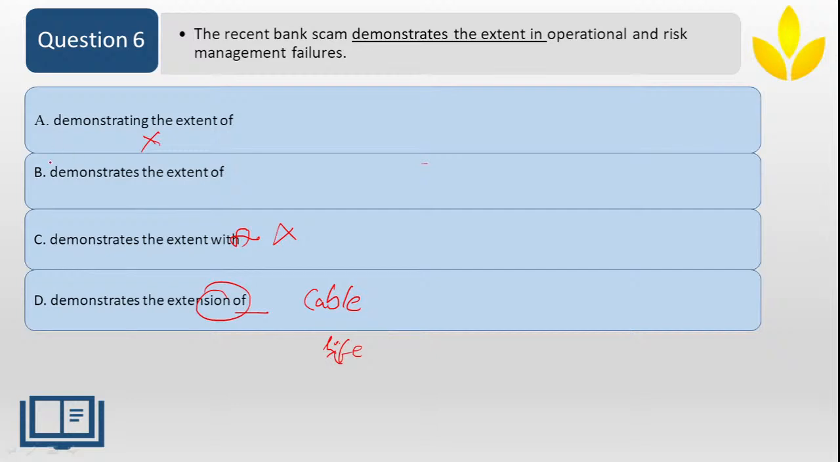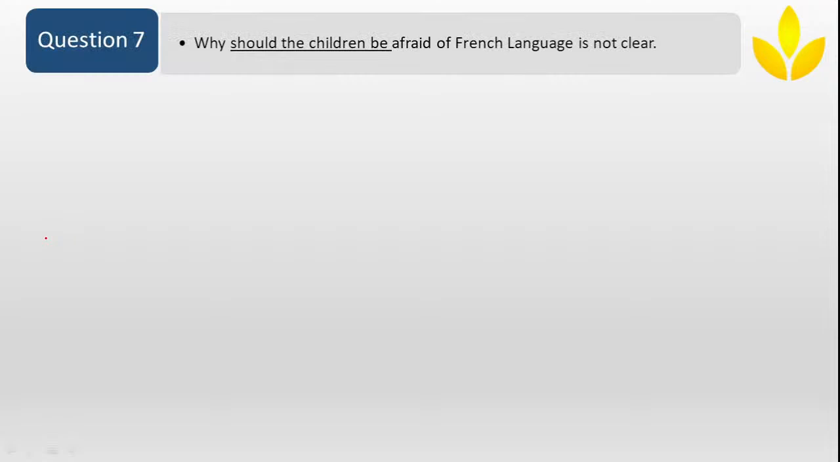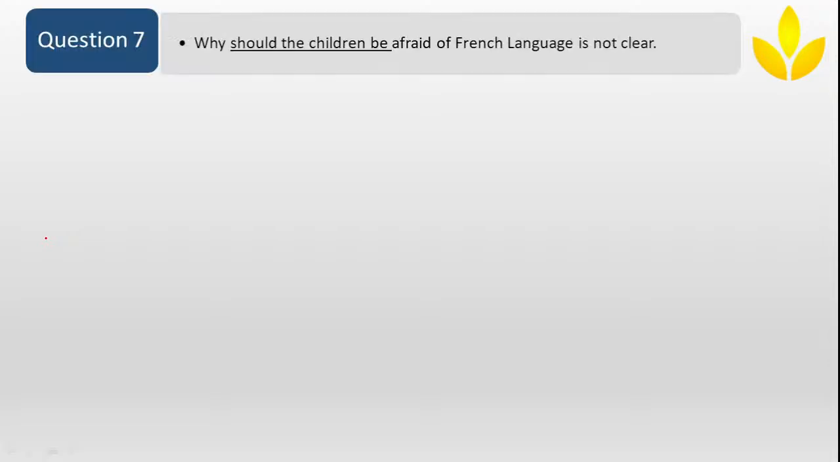So the correct answer will be option B. Demonstrates the extent of operational risk. So option B is the correct answer, people. You can check the explanations. Why should the children be afraid of French language is not clear. Now we are based on conditional statements, interrogative questions.